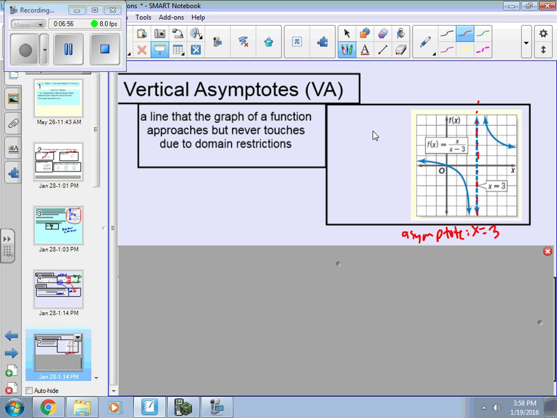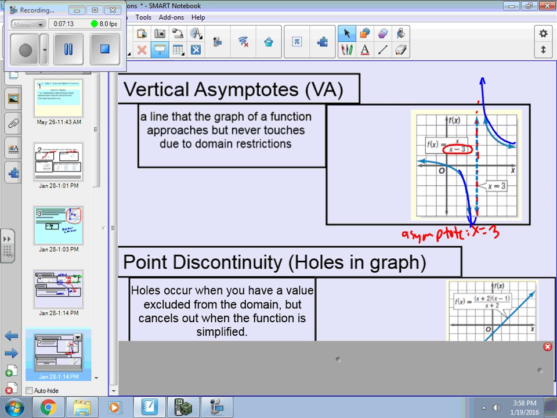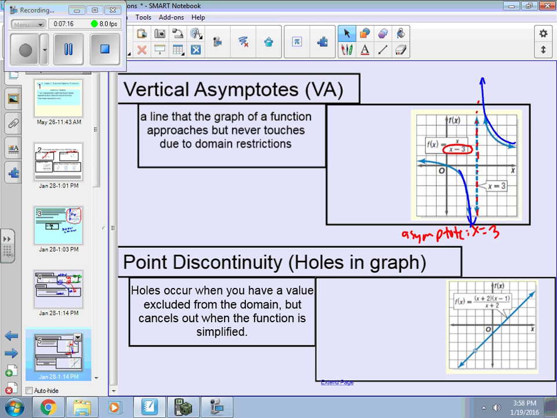And the reason that it's there is because in the denominator here, if you put 3 in, you get division by 0. So that means our graph is going to get closer and closer and closer to this line, but never actually touch it up here. And down here, it's going to get closer and closer, but never touch it down there. One last term is point discontinuity, or we also call those holes in the graph.